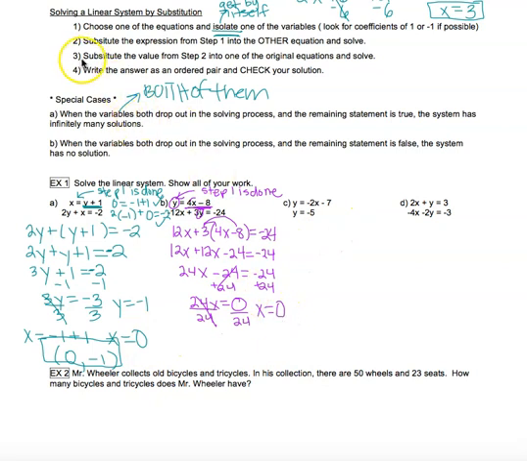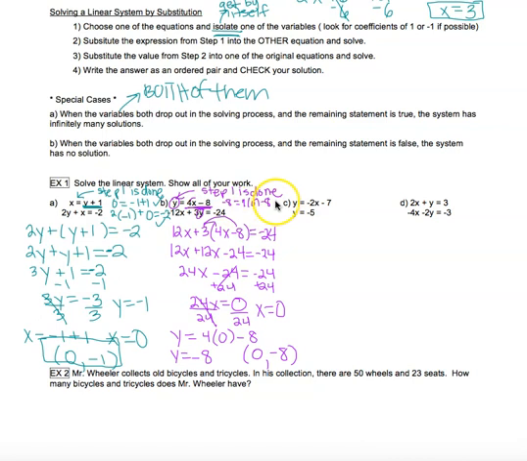So now I'm at step 3. Substitute the value from step 2 into one of the original equations. I'm going to go back to the top one. y equals 4 times x, which we now know is 0, so I substitute that, minus 8. 4 times 0 is 0, minus 8 is negative 8. So I get y equals negative 8. So last step, I write it as an ordered pair, and then I check it. So I have negative 8 equals 4 times 0 minus 8.